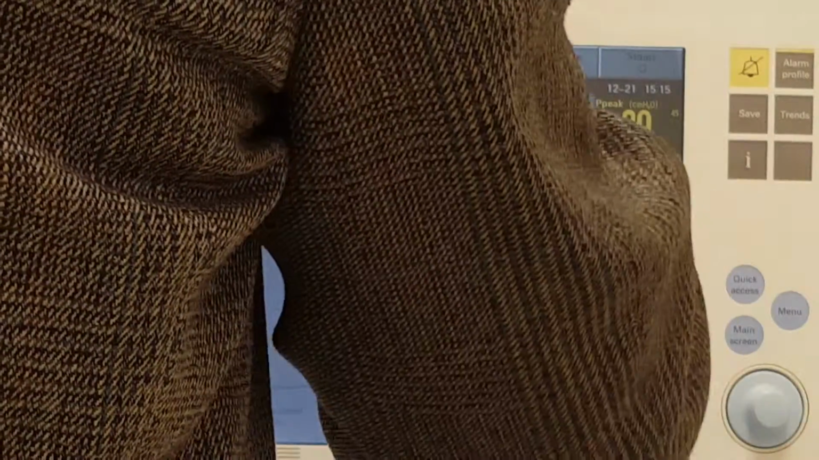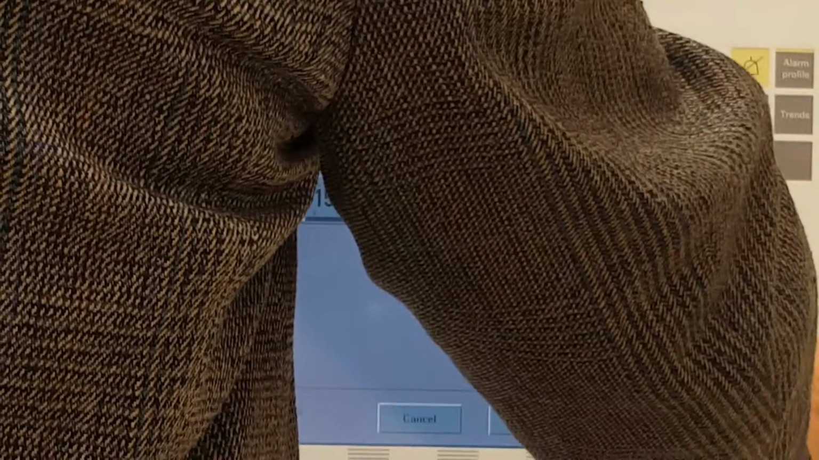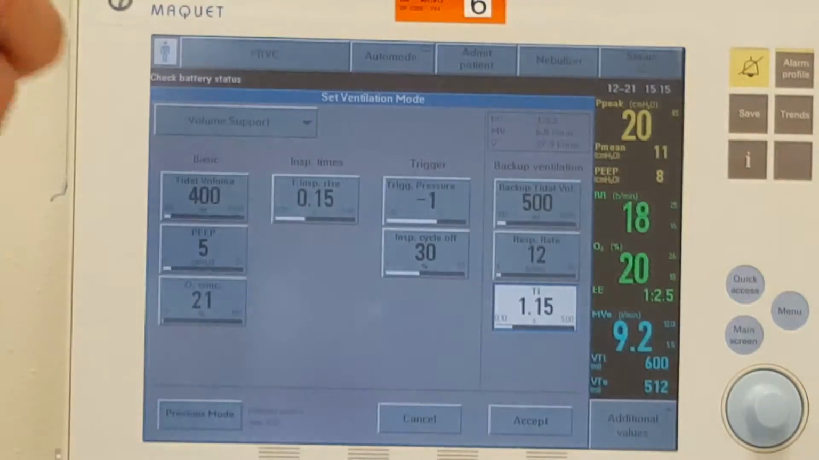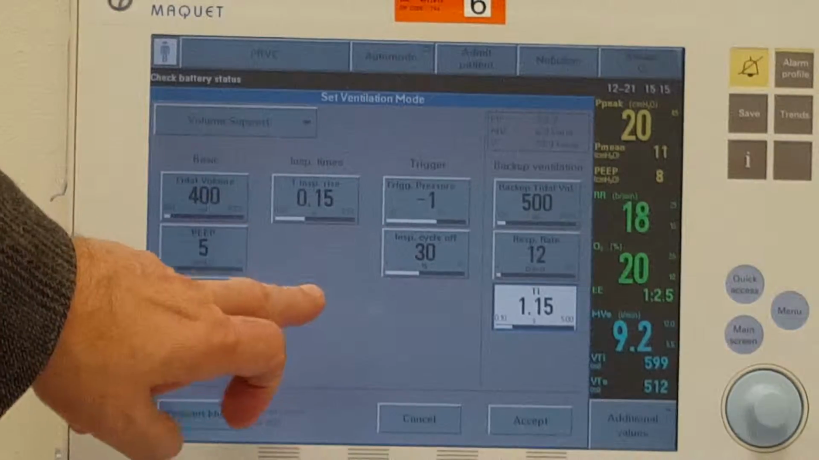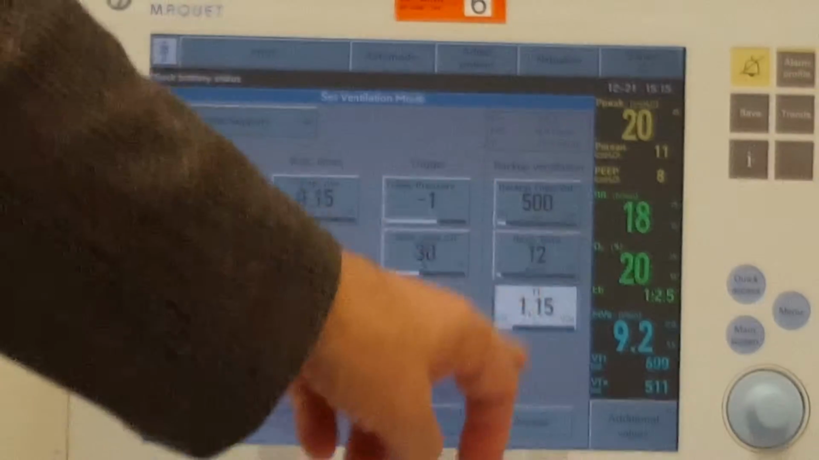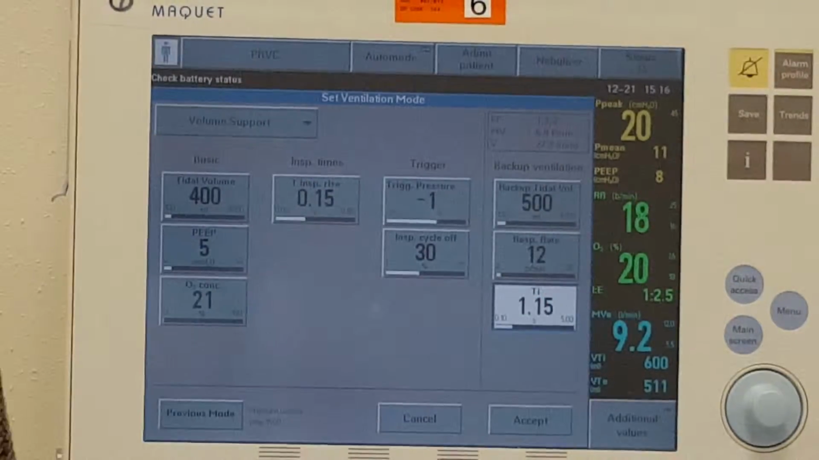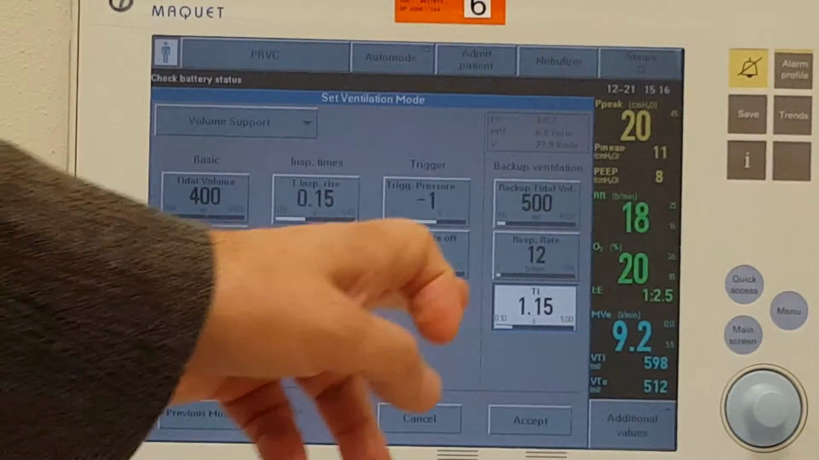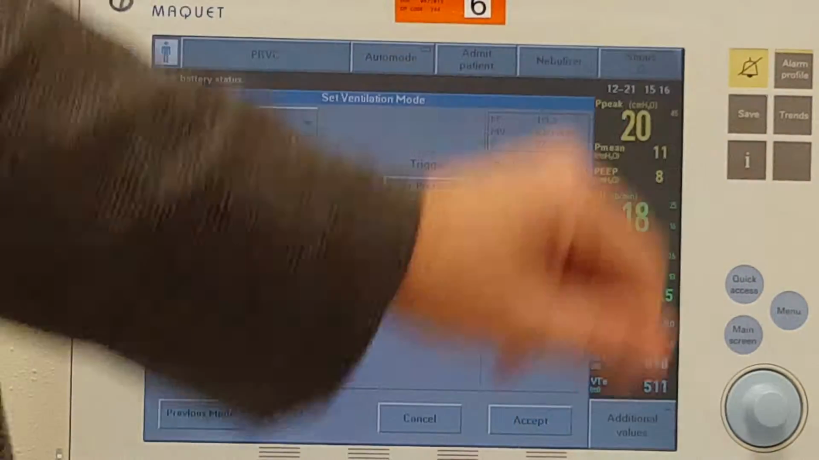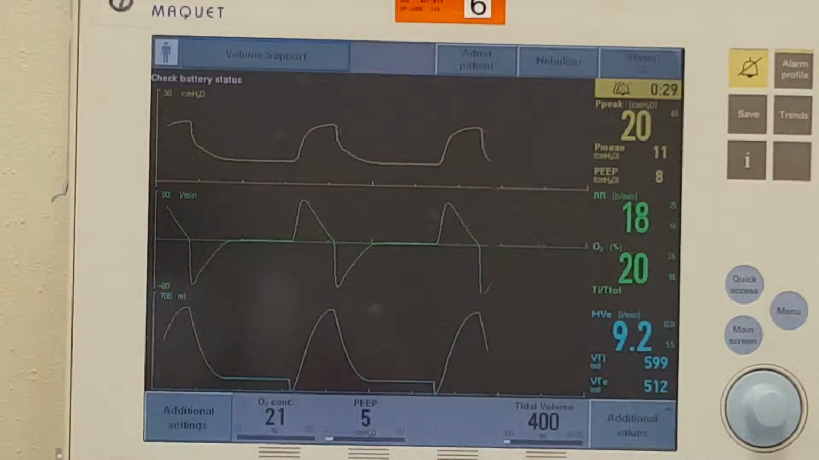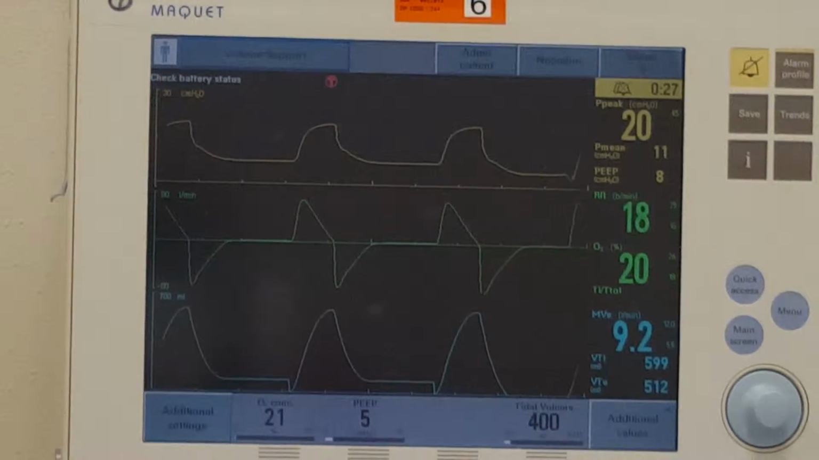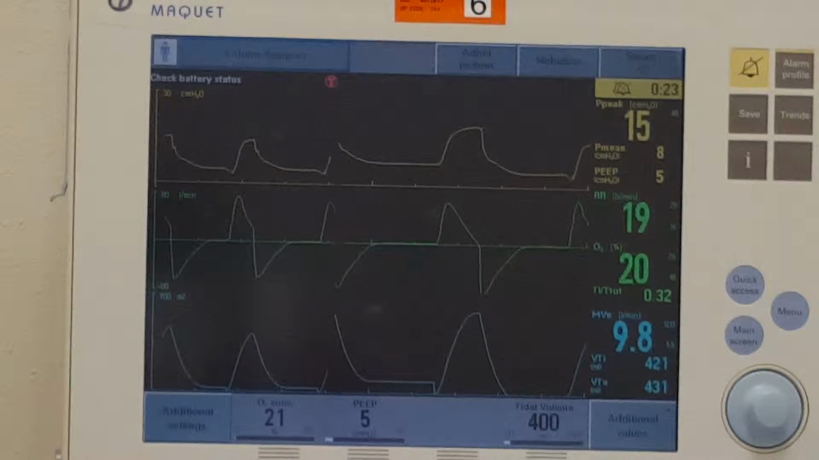Let's put our settings here. 1.2 seconds, okay? So now, here are our settings. When we switch over, this becomes a spontaneous mode, and I've just set these as the backup. So if the patient goes apneic, does not breathe for 20 seconds, based on our apnea setting, then they will go into those backup settings.